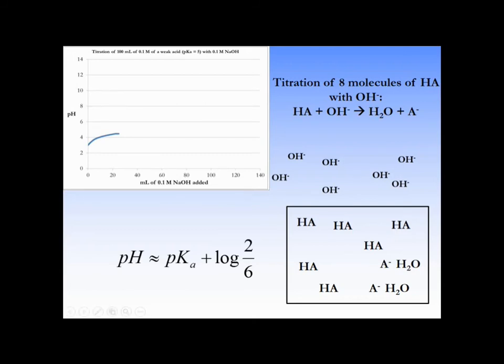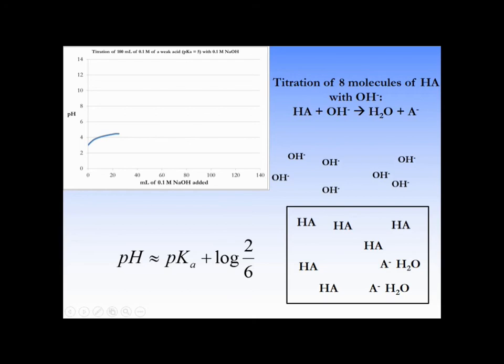But at this point, I have 2 conjugate bases relative to 1, 2, 3, 4, 5, 6 of the weak acids present. So my pH here is going to be my pKa plus the log of 2/6. And I'm at 25 mils added.